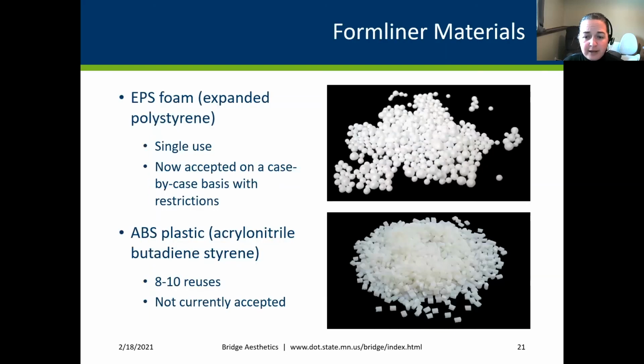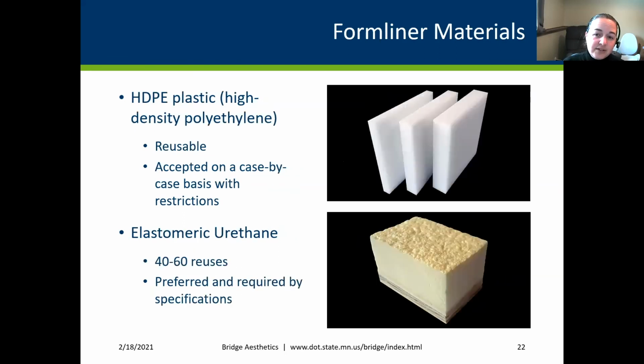So we use different form liner materials. All of this is called out in our specifications. So there's different types of foams that we kind of watch for because they might have environmental impacts. Some of these foams, like the one on the bottom that's a plastic, we don't really allow the use of. We're exploring some new plastics like HDPE. And then for the most part, we use elastomeric urethane for a couple of reasons.